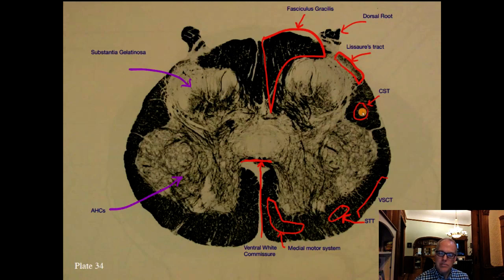All right, anterior horn cells, which are the lower motor neurons in the spinal cord, are in this location, and we can see the ventral root fibers exiting here. So again, these are lower motor neurons. A lesion here would produce lower motor neuron findings at this level.